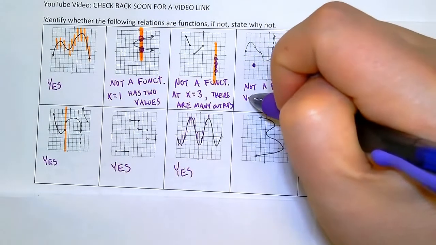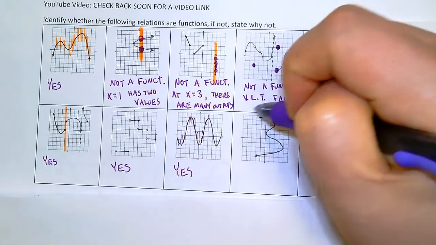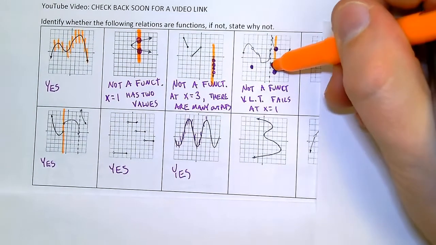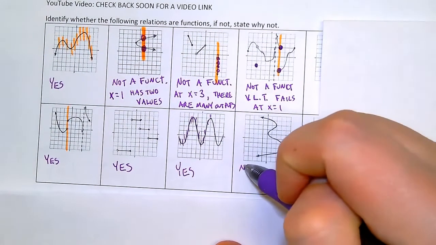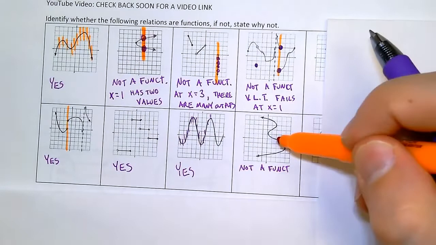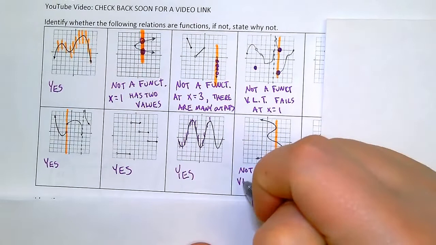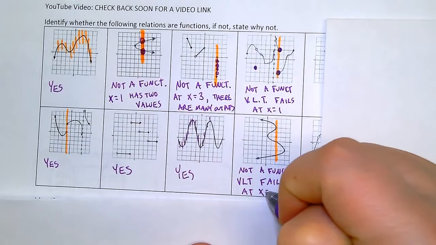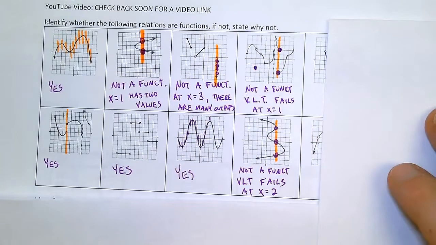You could say the vertical line test fails at x equals 1 because the vertical line passes through more than one location. This one is not a function, and there's lots of spots the vertical line test fails. We'll just pick one right here. We could say the vertical line test fails at x equals 2 because we've got multiple locations that the vertical line passes through.